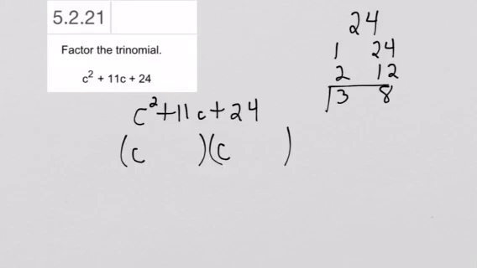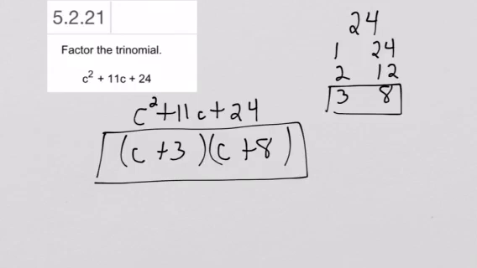3 times 8 is 24. 3 plus 8 is 11. And so there's my two numbers. So c plus 3 and c plus 8. And again, one way you can always check your answer is to take your two binomials and multiply them together, and they should get you back to where you originally started.